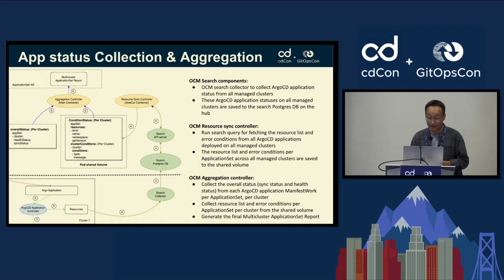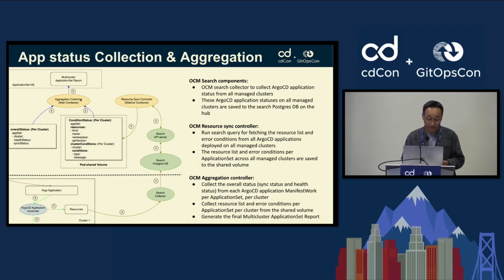And then the second component is the resource sync controller, which is provided by our pull model components. We are periodically running a search query to fetch the resource list and the possible error conditions from all the ArgoCD applications deployed on all managed clusters.